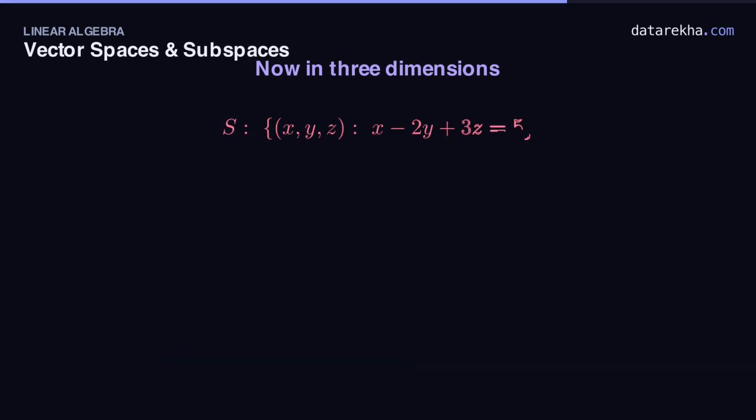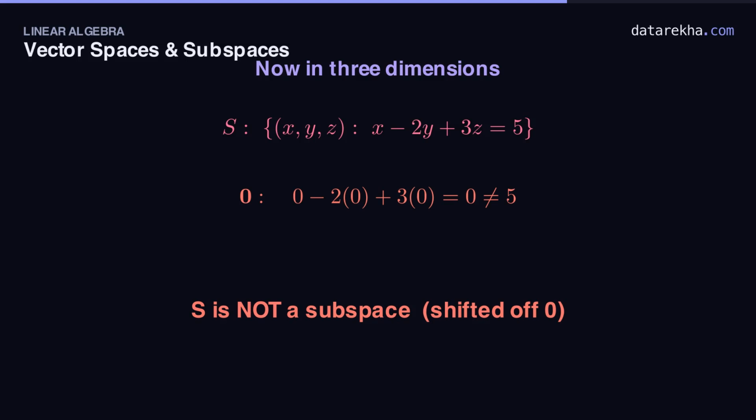Change one number. Set S wants that same expression to equal 5 instead of 0. Test the origin. It gives 0, not 5. So the origin is missing. S fails immediately. It's a perfectly good plane, just W slid off the origin.